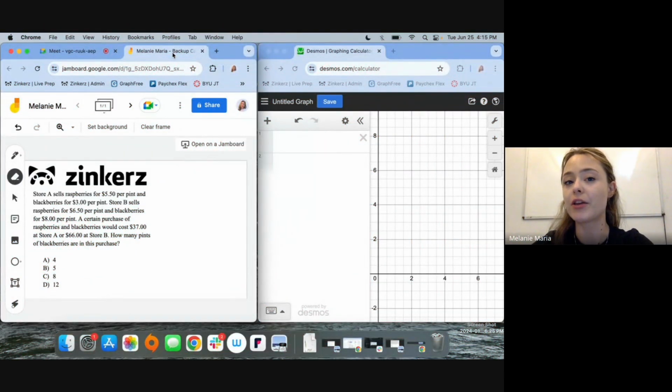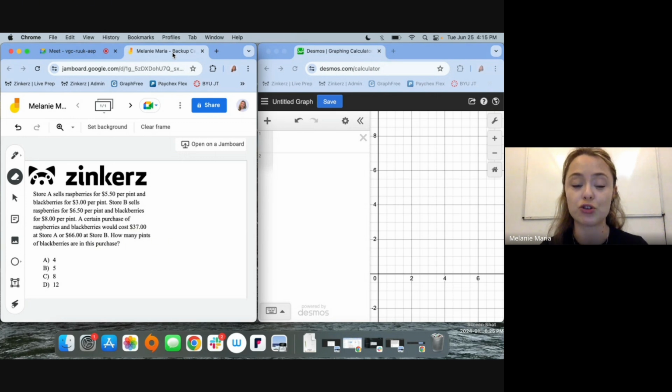Let's take a look at another digital SAT question and how we can use Desmos to help us solve it. This question says, store A sells raspberries for $5.50 per pint and blackberries for $3 per pint. Store B sells raspberries for $6.50 per pint and blackberries for $8 per pint. A certain purchase of raspberries and blackberries would cost $37 at store A and $66 at store B. How many pints of blackberries are in this purchase?